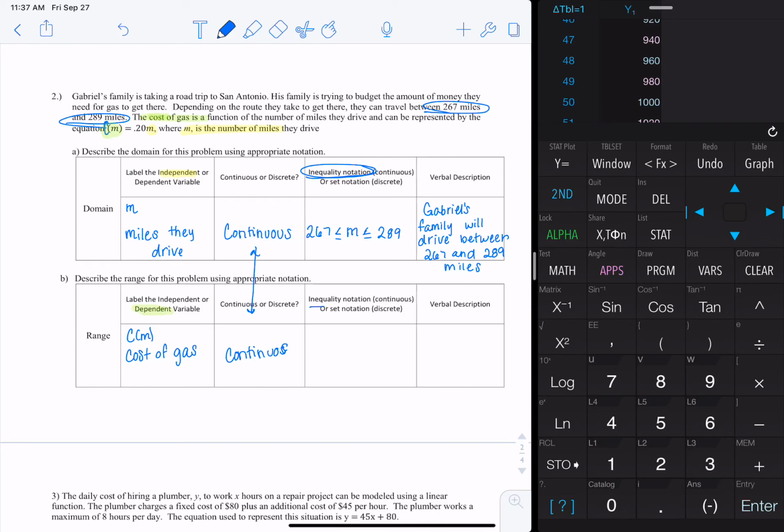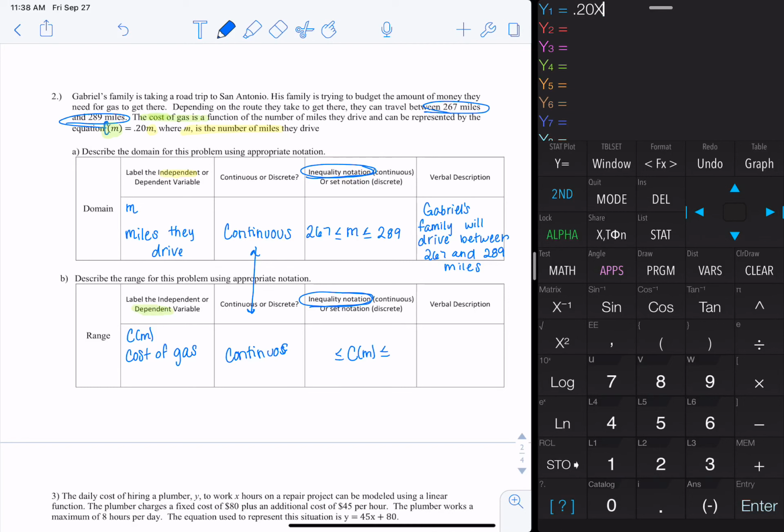Which means we still need an inequality notation because we can't list all of our costs. So the cost of gas, the cost per mile, is going to be somewhere between. So I need to figure out what is the range when the domain is 267 and what is the range when the domain is 289. So in my calculator, I'm going to type this equation, 0.20x.